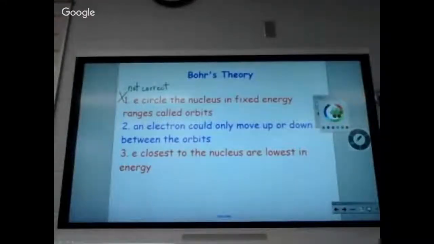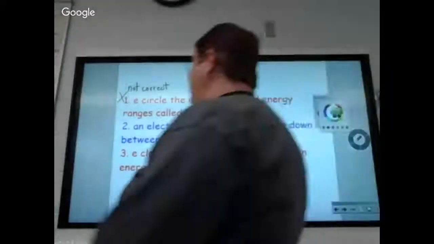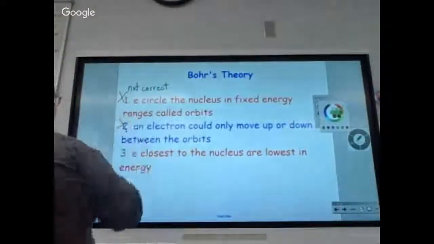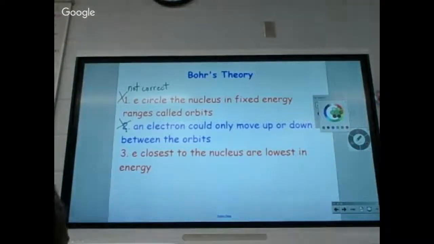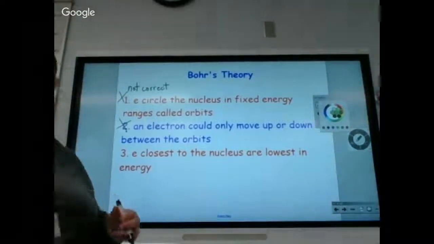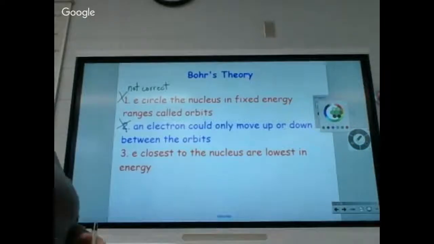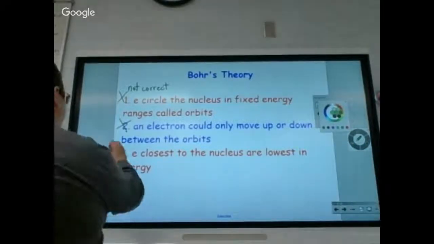So if they move from one ring, they have to go to the next ring. They can go from one ring to another ring. Can they be between the rings? According to Bohr, no. So number 2 is not right either. Now, number 3, he has correct.